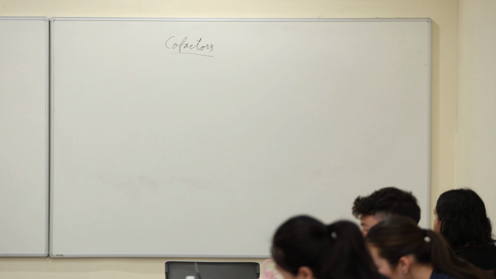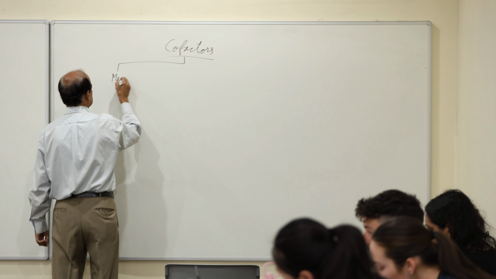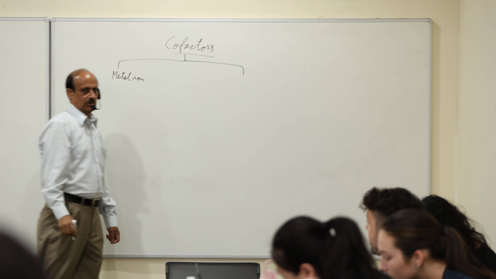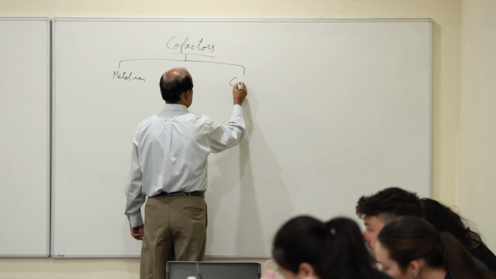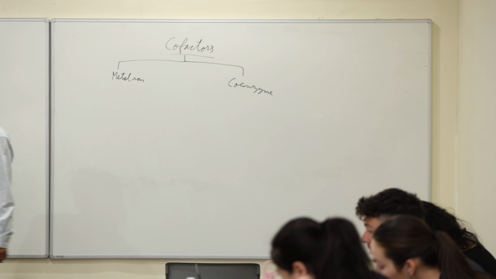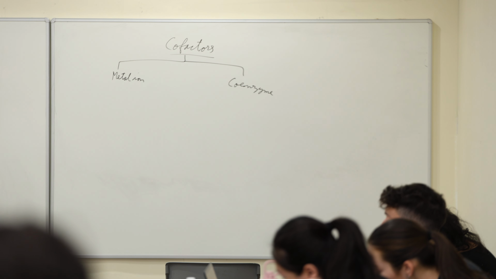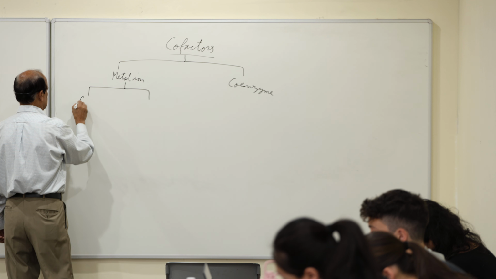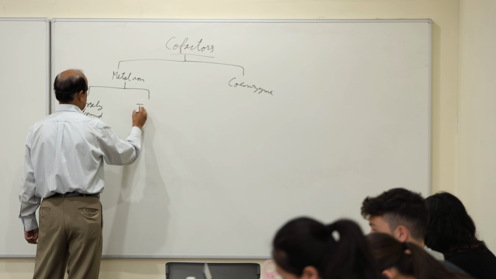Cofactors obviously can be of two types. It can be a metal ion, or it can be a small organic molecule. If it is a small organic molecule, that's called a coenzyme, that is needed for its activity. Now these metal ions or coenzymes can each be of two types. It can be loosely bound or tightly bound.